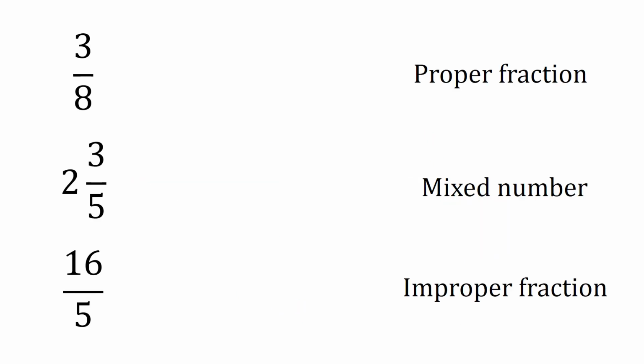Now, just for some basic terminology here, a fraction where the numerator is less than the denominator is referred to as a proper fraction. For any fraction where the numerator is bigger than the denominator, we would refer to that as an improper fraction. So at the top of your screen, you see 3/8, that one is proper. At the bottom of your screen, there's 16/5, which is improper because the numerator is bigger than the denominator.